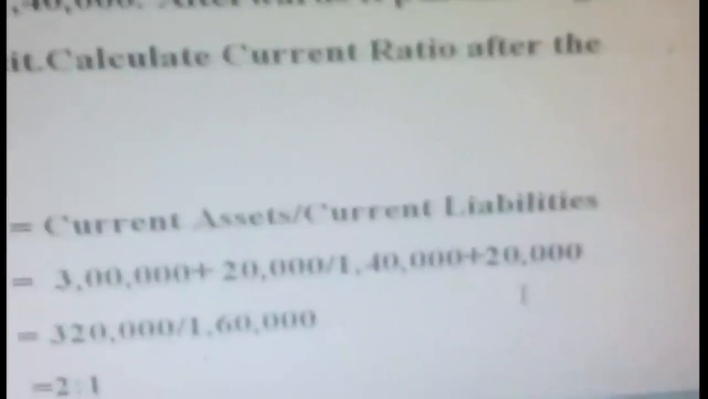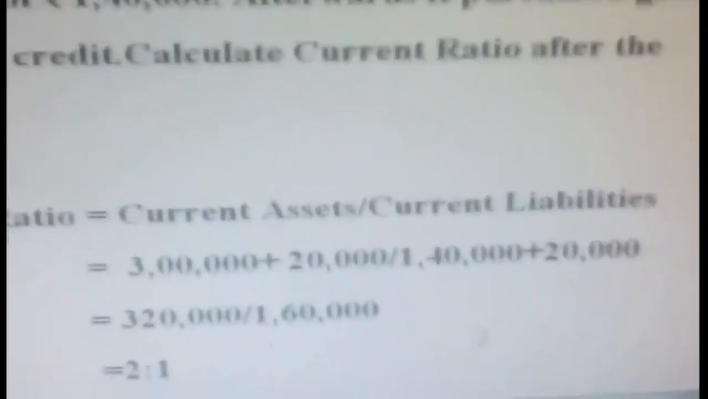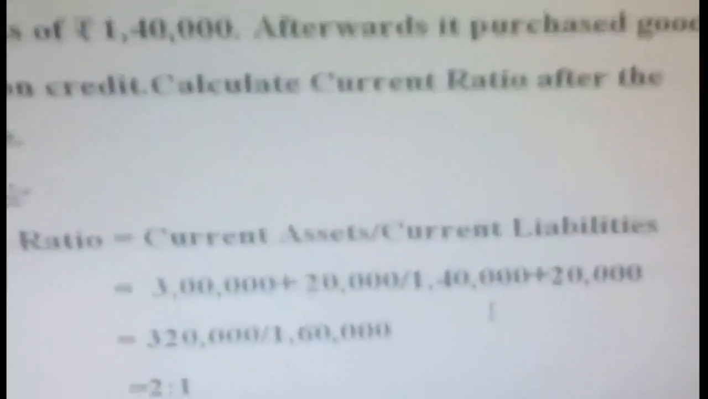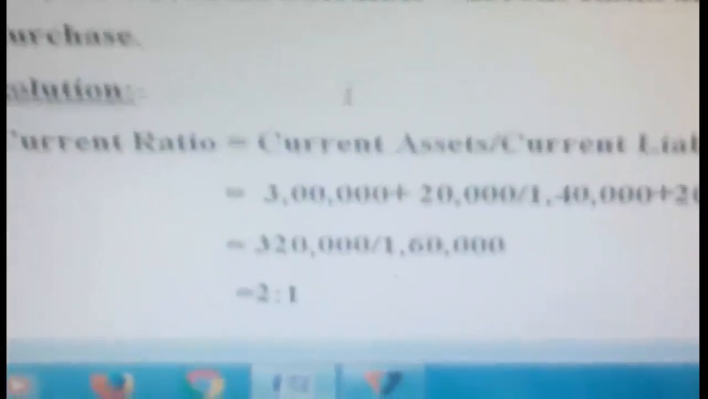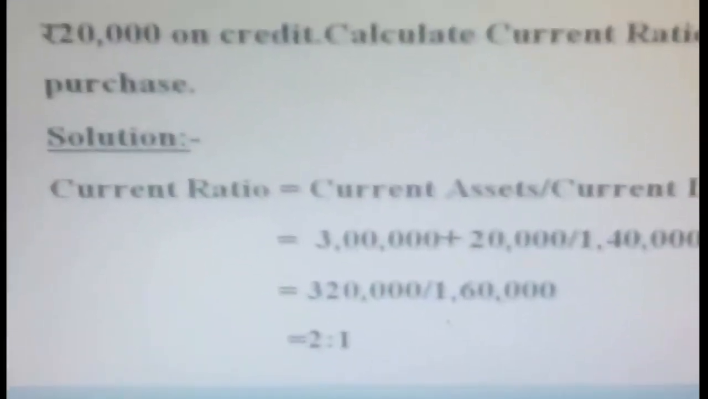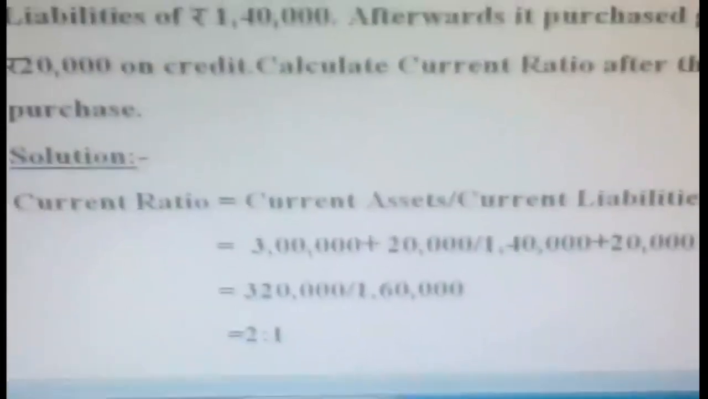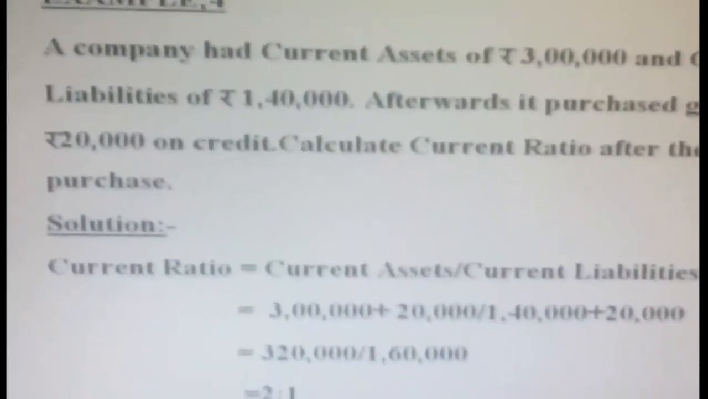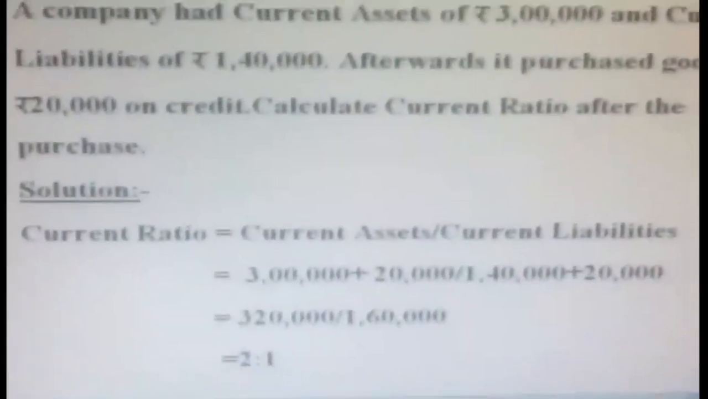Then 1,40,000 becomes 1,60,000. How? The creditors. When you purchase on credit, our creditors will increase. That's 1,40,000 plus 20,000. So now 3,20,000 divided by 1,60,000. Now the proportion is 2:1. Okay, that is the idea for this problem. So likewise you have to work out whatever problems are available in our NCERT book.